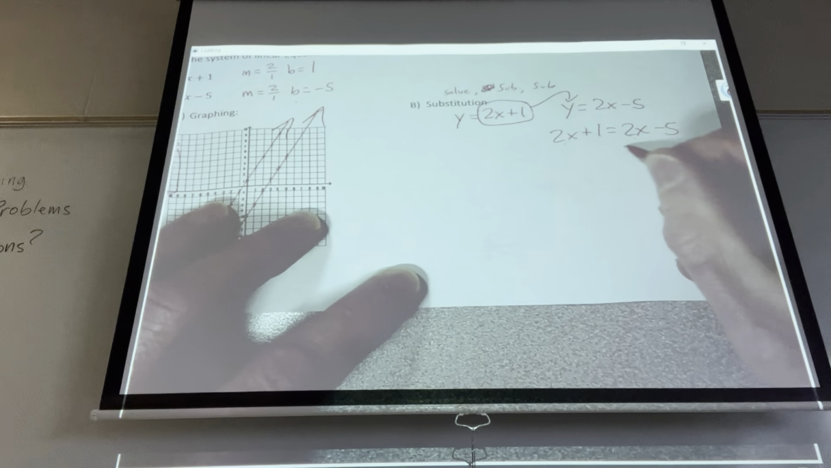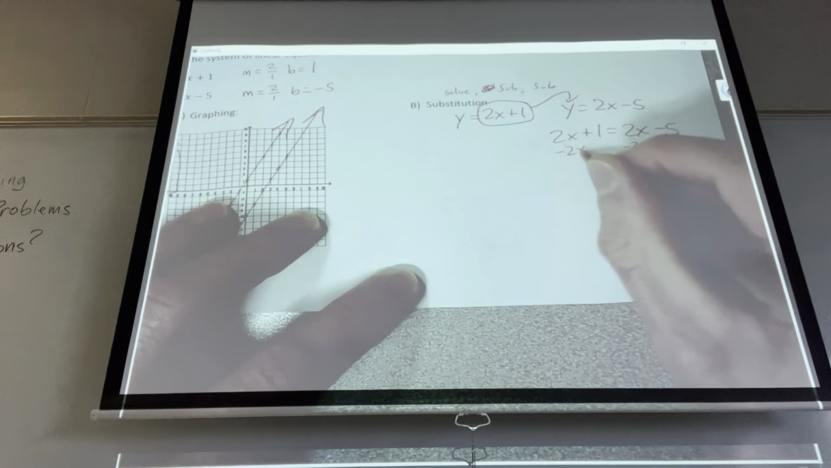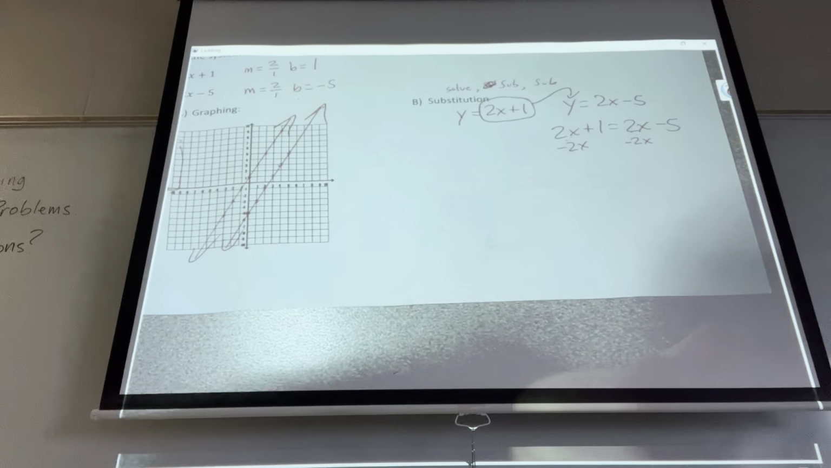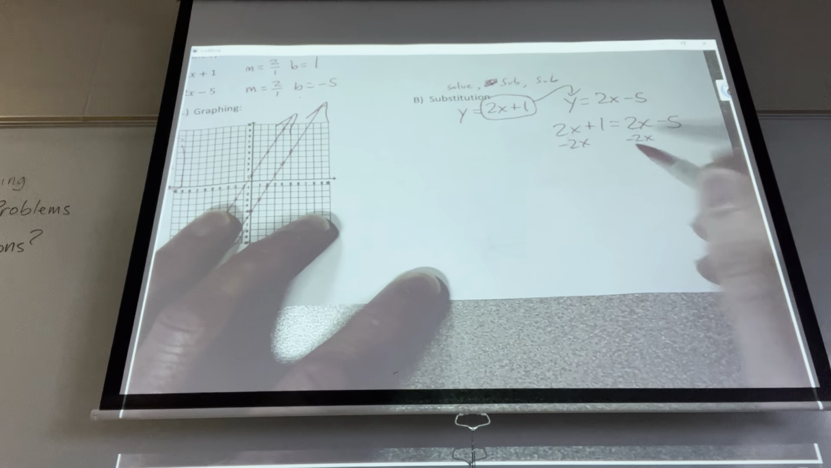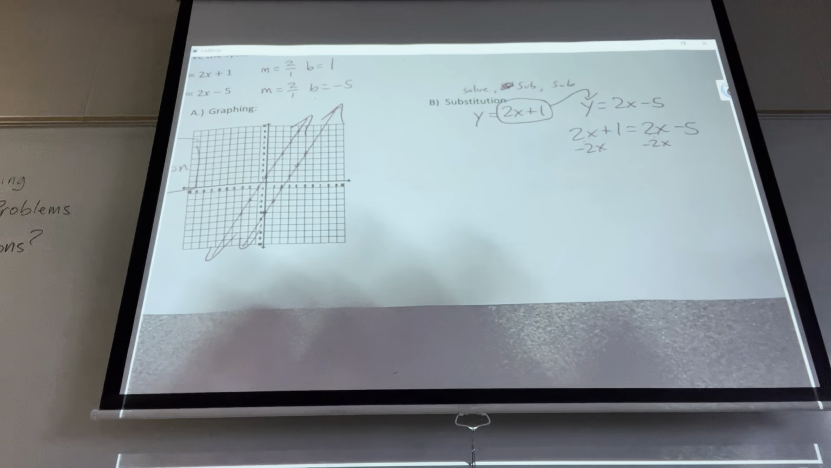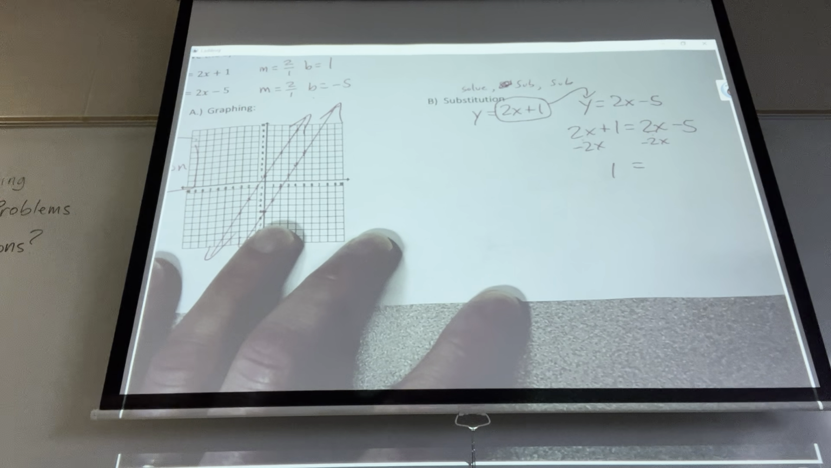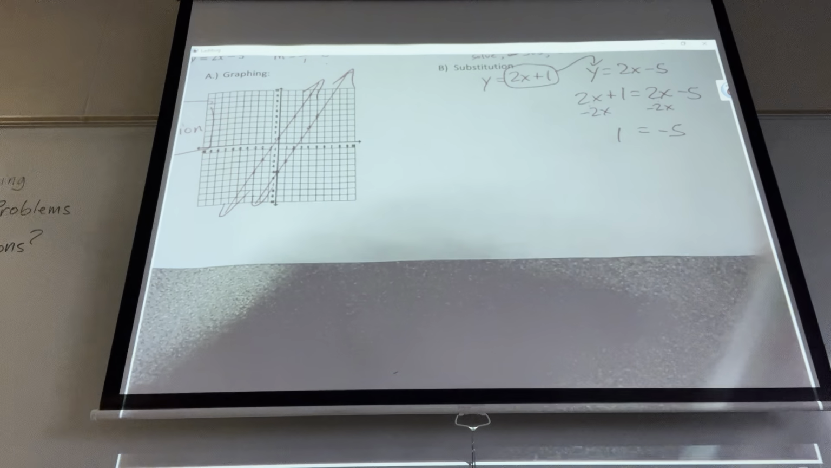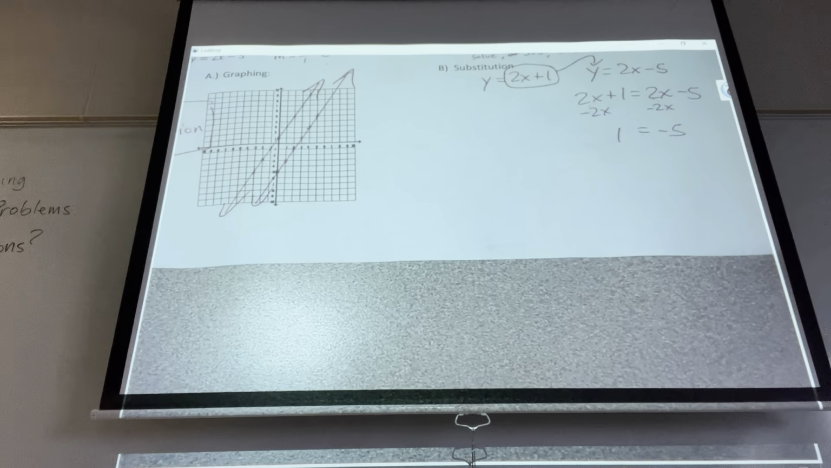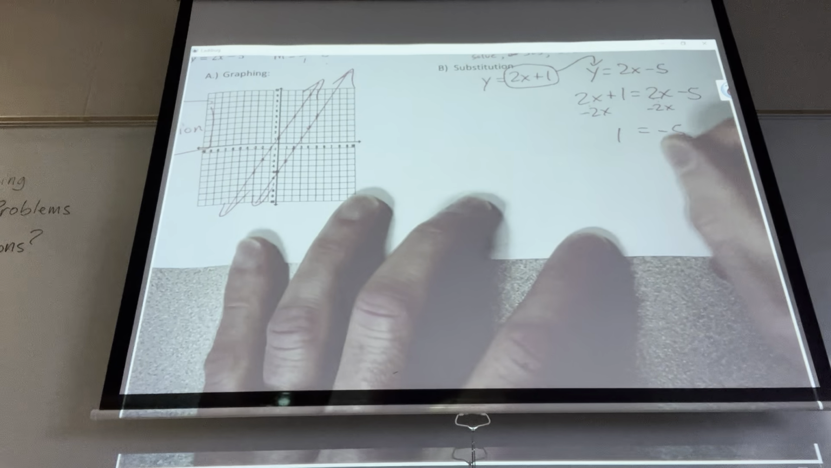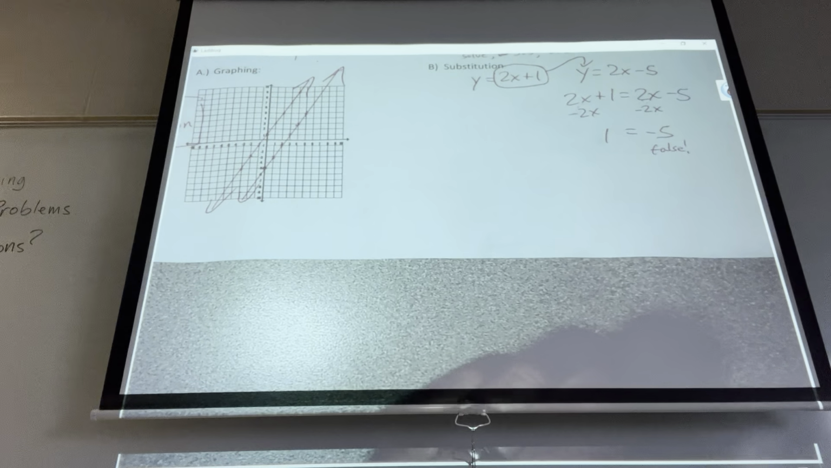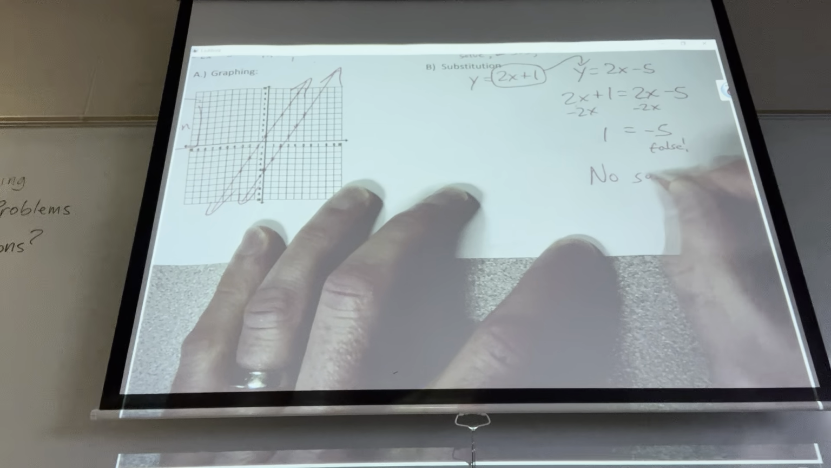What happens when you try to get the x's together? Don't they go away? So what are you left with on this side? One. What are you left with on the other side? Class, do you remember from a few months ago when the variables went away and you were left with a false statement? This is false, isn't it? Do you remember what you would write? No solution. Yep. No solution.